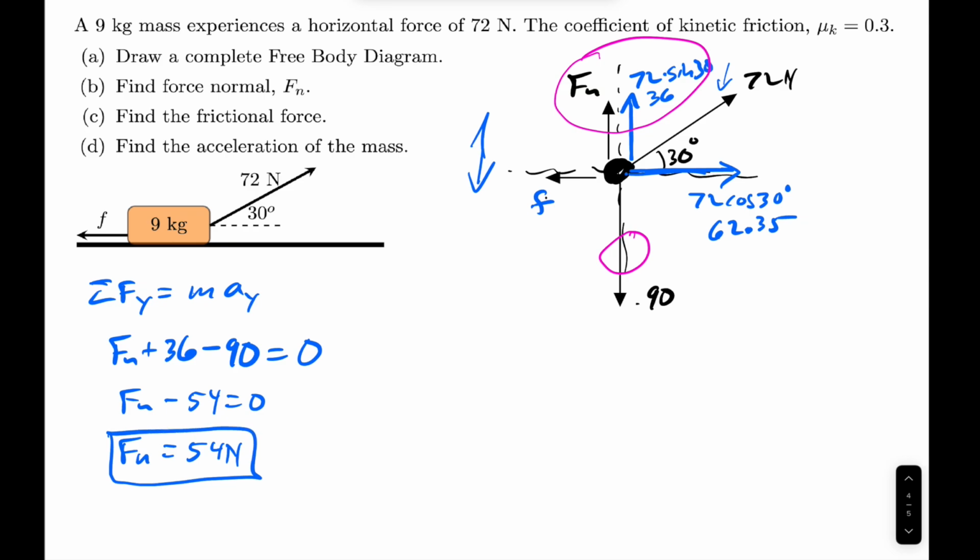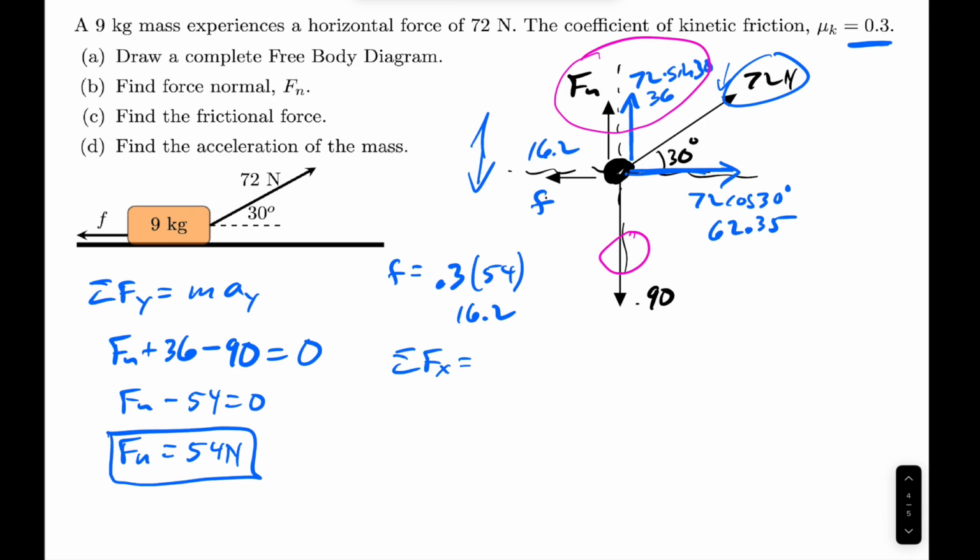Okay, so I found Fn. Now that's significant because since this 72 Newton force is sort of pulling up, it's taking some of the weight off, which is lowering Fn, which is what we saw, all right? But now I'm taking 30% of this new Fn, this lighter Fn. It's not 90. So what is 30% of 54? Okay, so the frictional force is just going to be 30% of 54, which turns out to be 16.2. So now I know the frictional force right here is 16.2 opposing the motion.